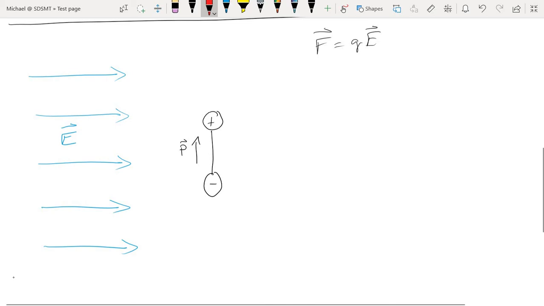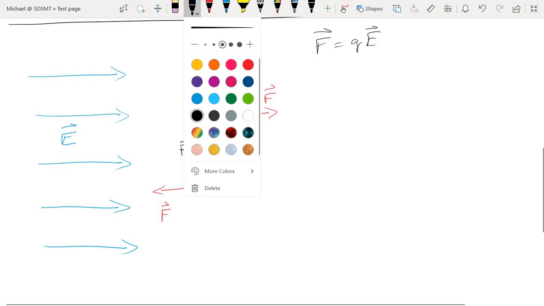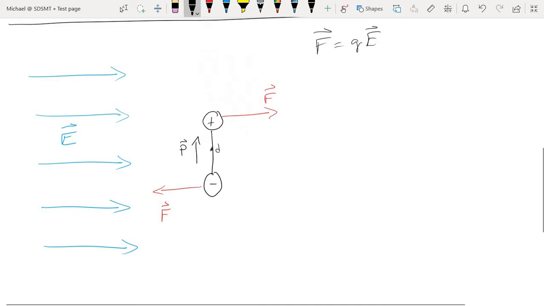Once again, we're going to see those forces acting on the charged particles in the respective directions. But because the particles are connected together, because they have to maintain that separation distance of d, what's going to happen is that the dipole is going to start rotating. We have these forces tugging on either end of the dipole, and we're going to start seeing the dipole rotate in this clockwise direction.